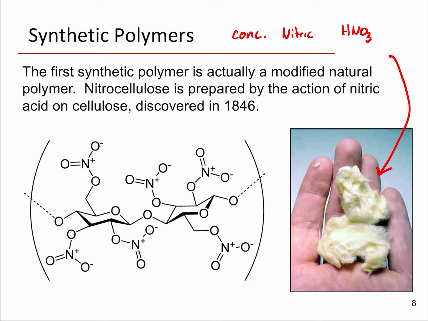So what happened was the cellulose chains, and cellulose, of course, is a natural polymer, were modified by the nitric acid to make this structure that you can see right here. This would be the subunit that repeats, which is called nitrocellulose. And nitrocellulose burns extremely well.